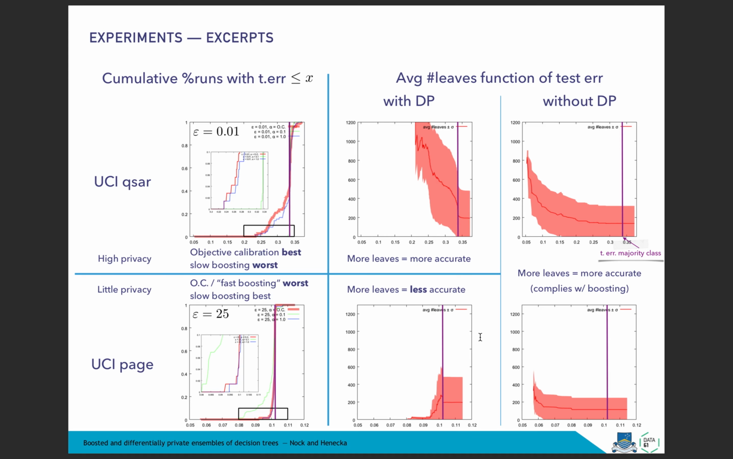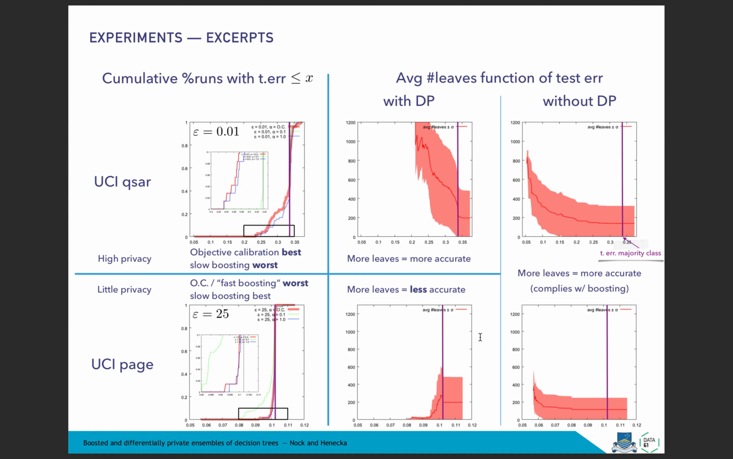The results that we get give us a picture which is essentially domain dependent, but it tells us the following messages, as displayed on QSAR, for example. So here we are in a high privacy regime. What we get in this case is that objective calibration performs the best, and slow boosting, so alpha equals 0.1, is actually the worst. When we have a look at the average number of leaves in the trees for a given test error, what we see is that we get with differential privacy essentially the same picture as without. So essentially to get smaller test errors, we need bigger trees.